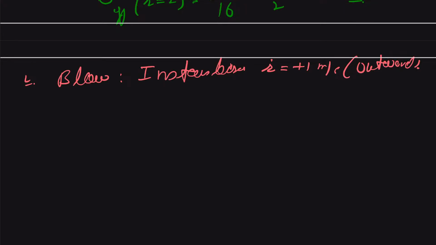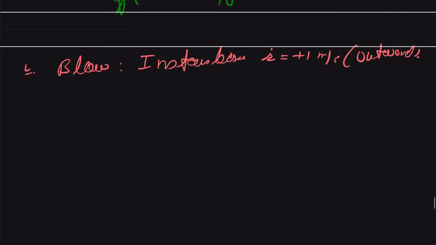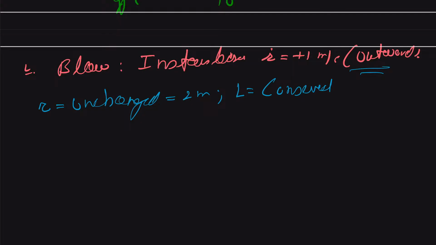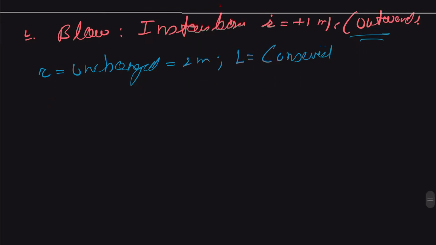And here our r is unchanged, so that will still be equal to our 2 meters, and this angular momentum will still be conserved because the radial velocity is only in the outward direction. So there is no torque in it, so we can say this angular momentum is conserved, and only the kinetic energy is going to increase by the radial part.